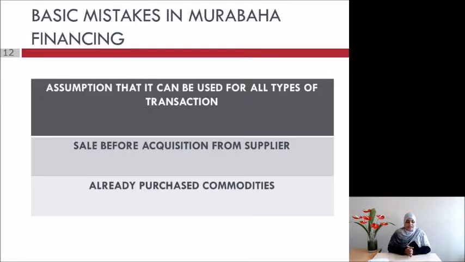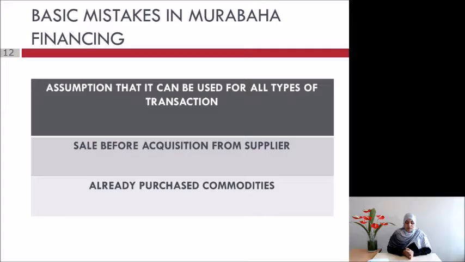We'll look very briefly at the basic mistakes in murabaha financing, and one of them is the assumption that it can be used for all types of transactions. This is not the case. Murabaha is generally not used for perishable goods, so it cannot be used to fund milk and other perishable items.